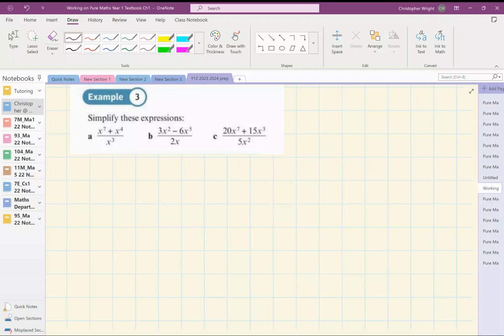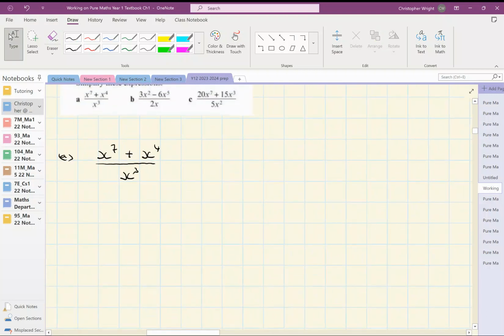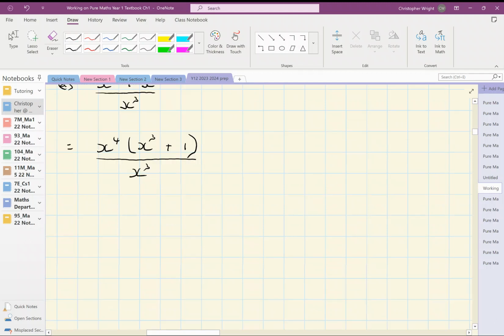Example 3. Part A, x to the power of 7 plus x to the power of 4 divided by x cubed. Now, some people like to divide each term separately and do x to the power of 7 divided by x cubed and then x to the power of 4 divided by x cubed. I prefer to factorise the top so I can see what I can divide top and bottom by. And now I can see that x cubed goes into the top.